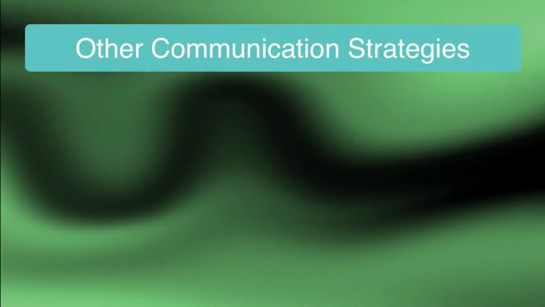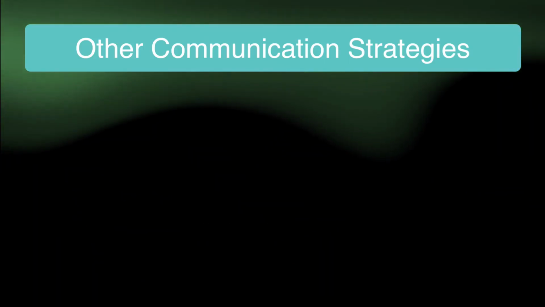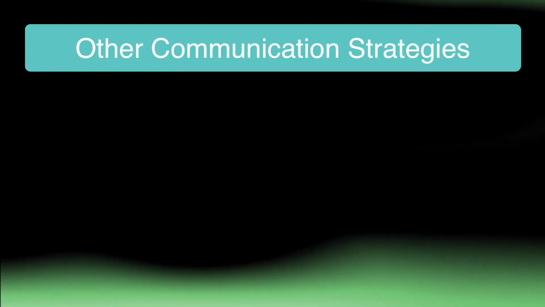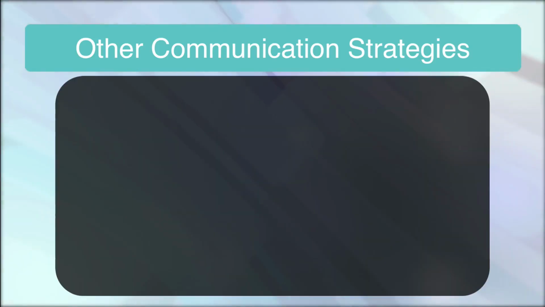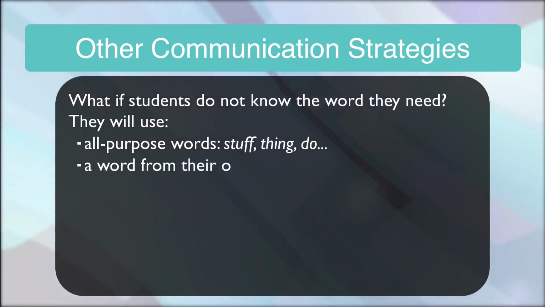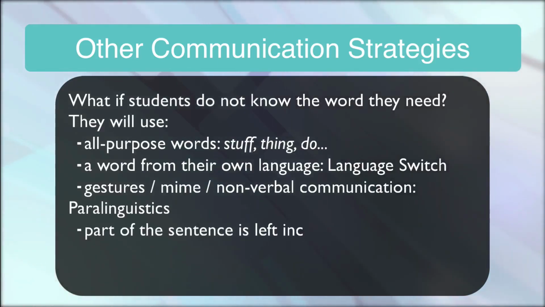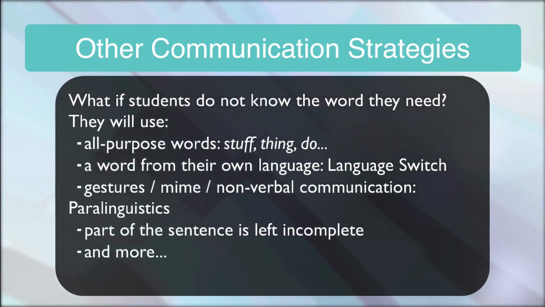Now, vocabulary is important, but it's difficult for learners to always know the exact word. So there are different communication strategies which they will use, and you can encourage them to use until they feel comfortable using more vocabulary. With the lower levels, you will often see that they use an all-purpose word. So they'll say things like stuff, thing, make, do, rather than say the exact word. So that's quite common, an all-purpose word.